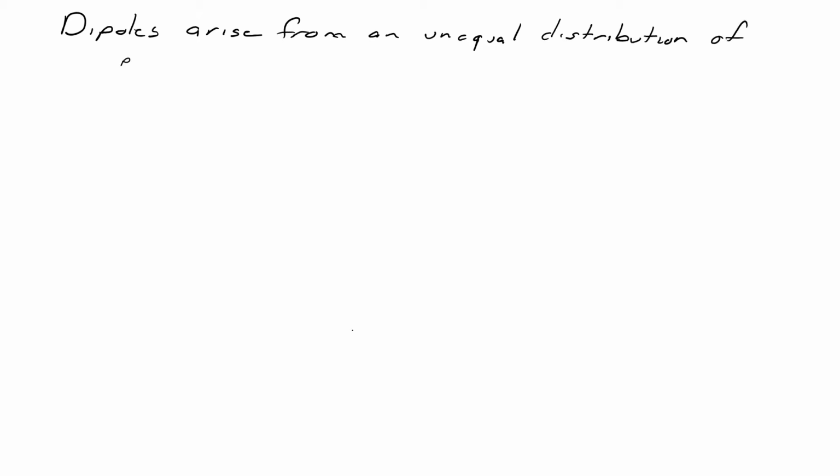So let's talk a little more about these dipoles. So these dipoles arise, as we said in the previous slide, from an unequal distribution of electrons. And the reason that the electrons aren't distributed equally is because different atoms have a property called electronegativity, which is a measure of how strongly an atom can attract electrons.